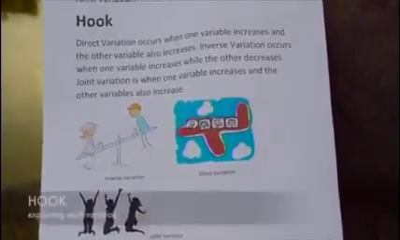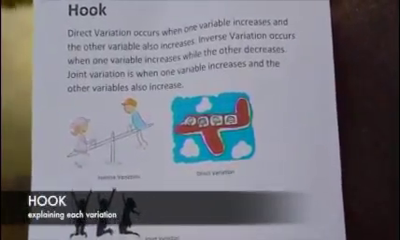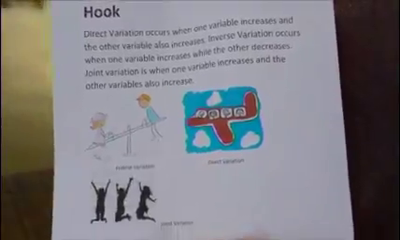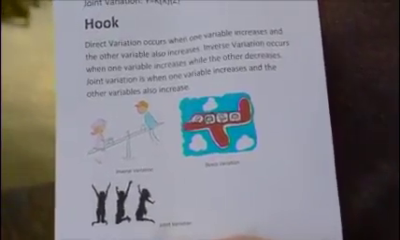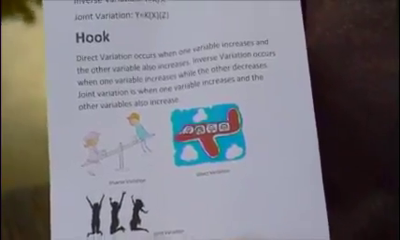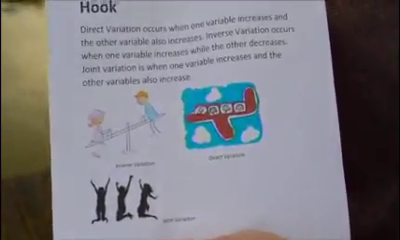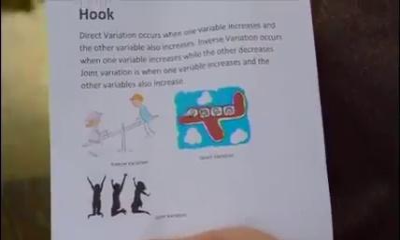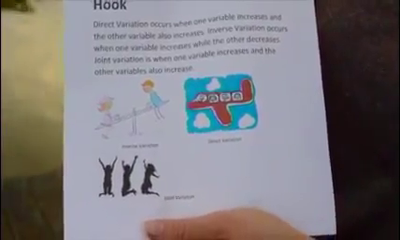For our hook, we said that direct variation occurs when one variable increases and the other variable also increases. Inverse variation occurs when one variable increases while the other decreases, and joint variation is when one variable increases and the other variable also increases.